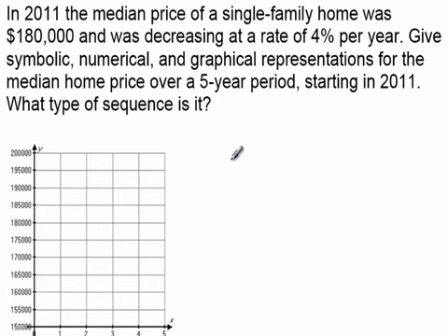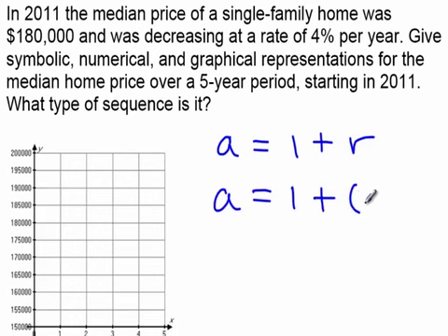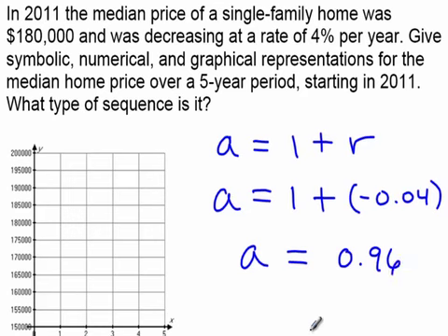So we need to find our A sub n formula. We know that the initial price was $180,000 and we're decreasing at a rate of 4% per year. So let's find our A value, which is equal to 1 plus R as a decimal. This implies that A is equal to 1 plus negative 0.04, since we're decreasing by 4% per year. So our A value would be positive 0.96. So that's our change factor.